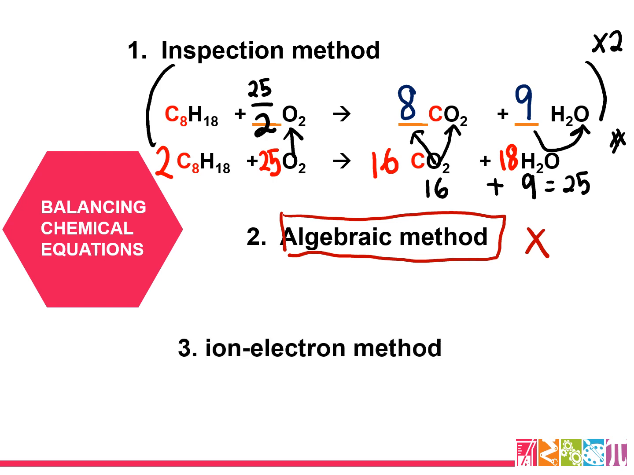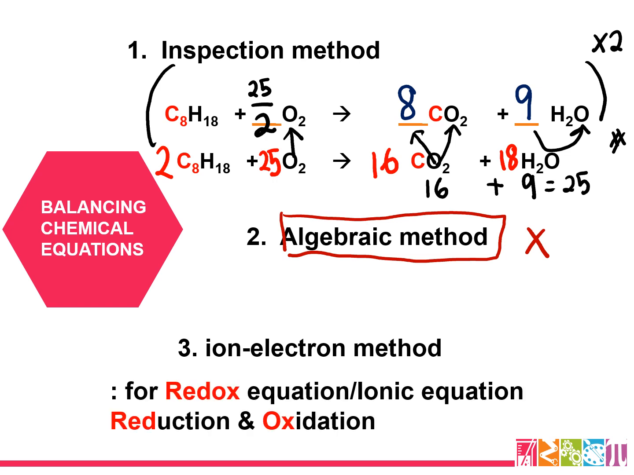So the last one is the ion electron method. This method is for the redox equation or ionic equation. For redox equation, what is meant by the redox equation? Actually, redox comes from the words reduction and oxidation. Red is from the reduction and OX from the oxidation process. So that means the equation involves the two processes.